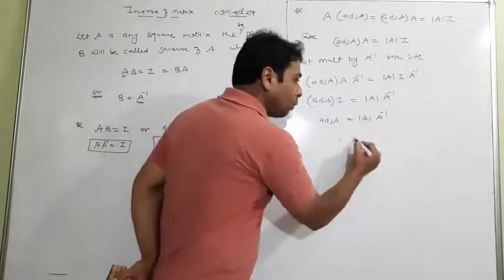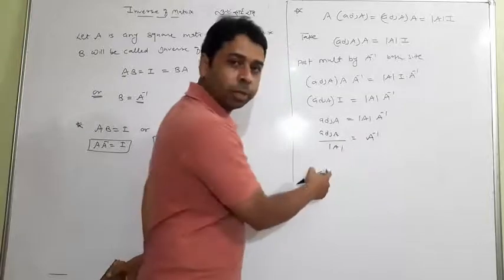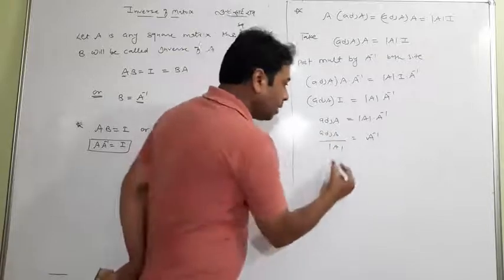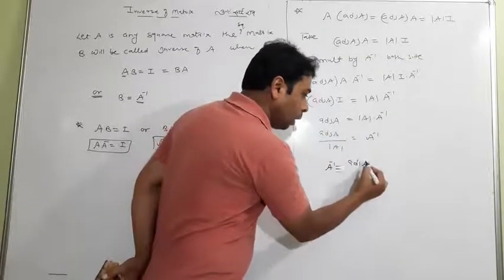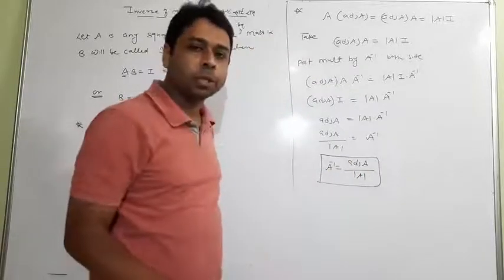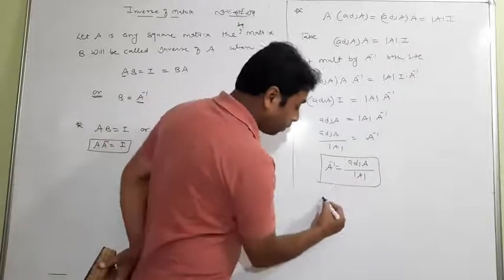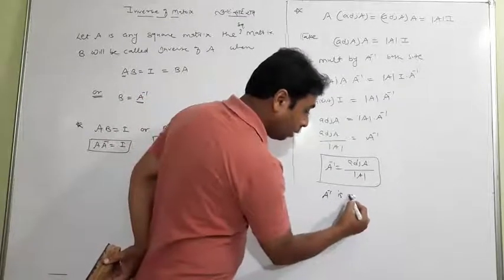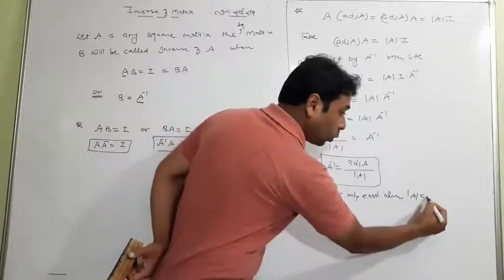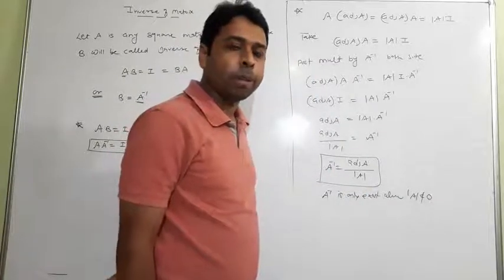So you can transfer the number to the denominator. So adjoint A upon what can come? Determinant A. You transfer it: it was in multiplication, now it is in division. So finally you got the procedure, the formula of A inverse. And you should remember A inverse only exists when determinant A is not 0. When determinant A is 0, A inverse will not exist.